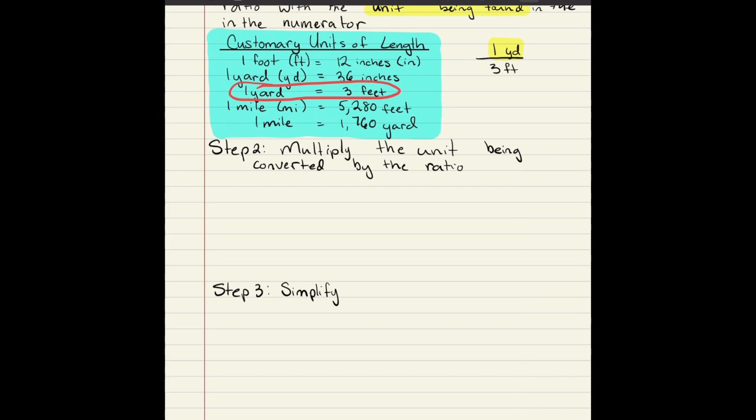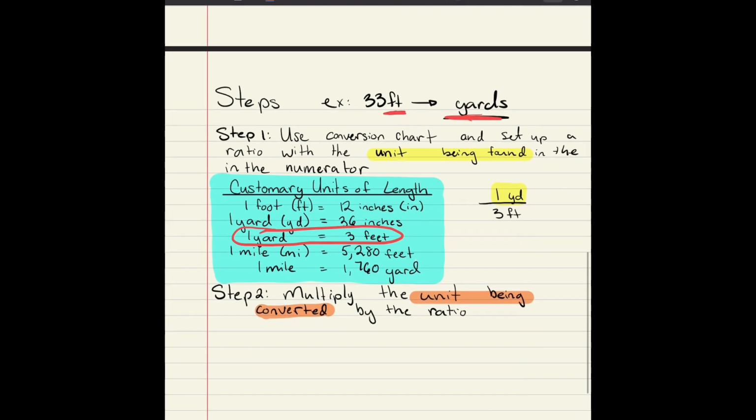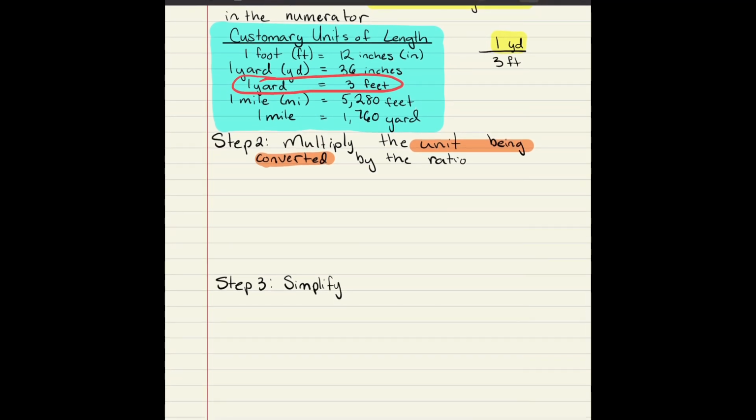All right, step 2 is to multiply the unit being converted by the ratio. The unit being converted is 33 feet because we're converting it from feet to yards. So we need to multiply that by the ratio from our previous step. So we have 33 feet, don't forget your feet, multiplied by 1 yard over 3 feet.